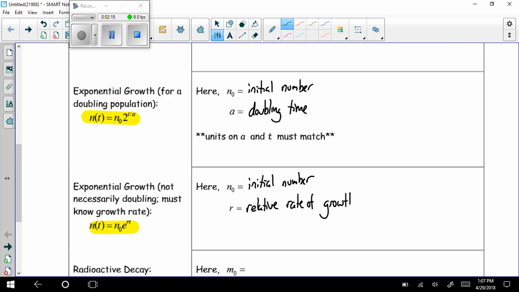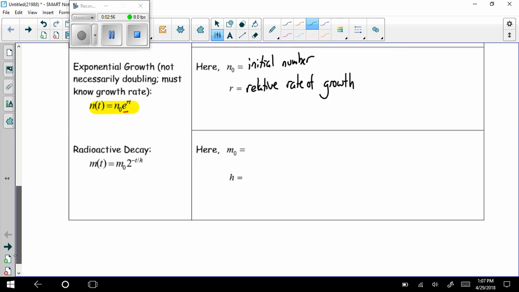And so things that I want to point out to you. First and foremost, these are both models of growth. One is exponential based on doubling. That's why we have the 2 here. When we don't know it's doubling, but we do know this specific rate, that's when we're using the e to the rt formula. Also, I want to point out that units on a and t must match. And this means you may have to convert. So for example, if the time is presented in minutes and the doubling time is represented by seconds, you're going to have to convert to provide the exact same unit.